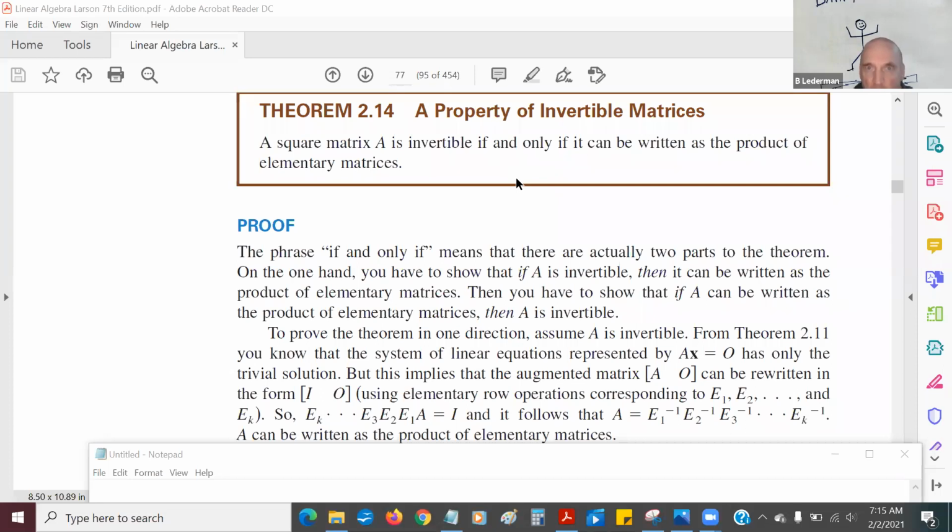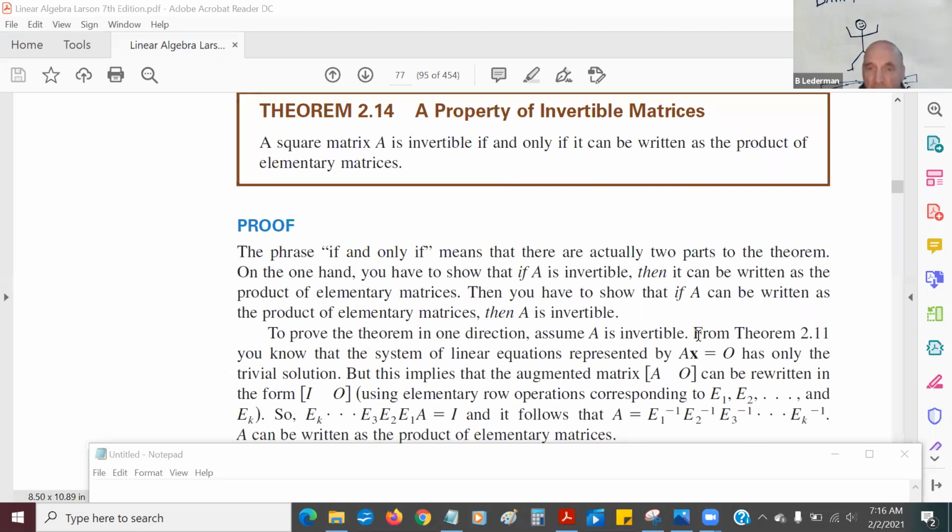And to prove this, we have to prove it in both directions. We're going to have to prove that if it's invertible, then it can be written as a product. And then we're going to have to separately prove that if it's a product, it's invertible. But that won't be that hard. So let's start with the first direction. We're going to assume that A is an invertible matrix.